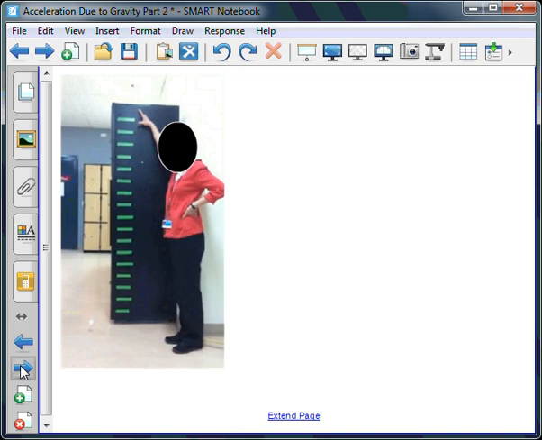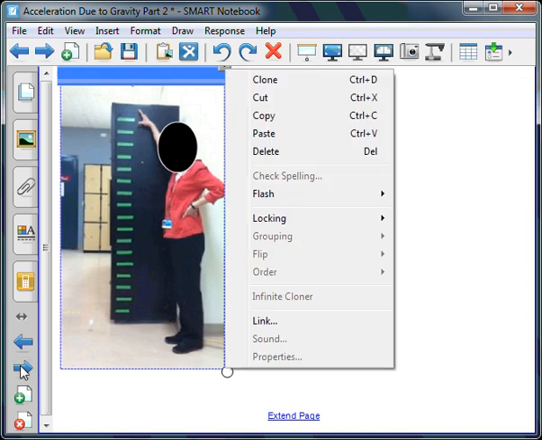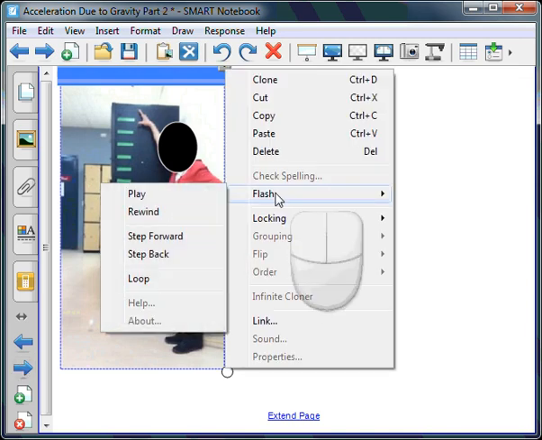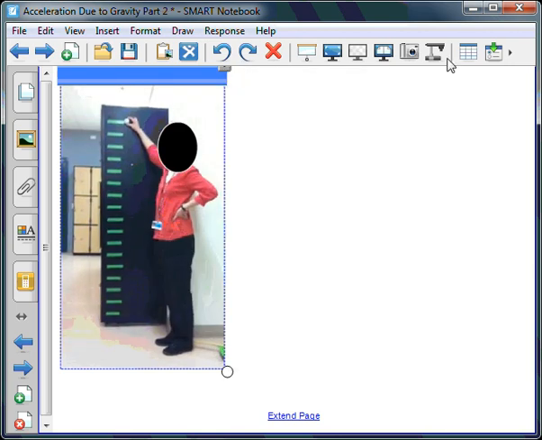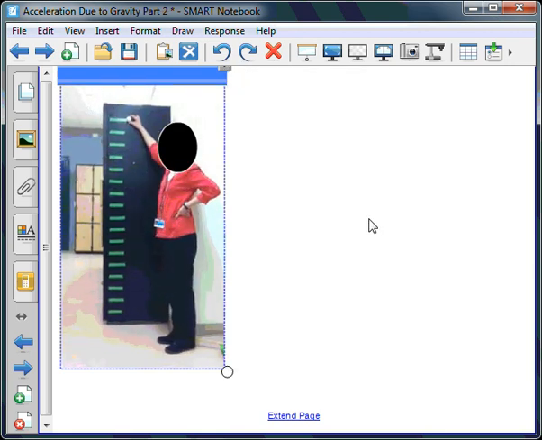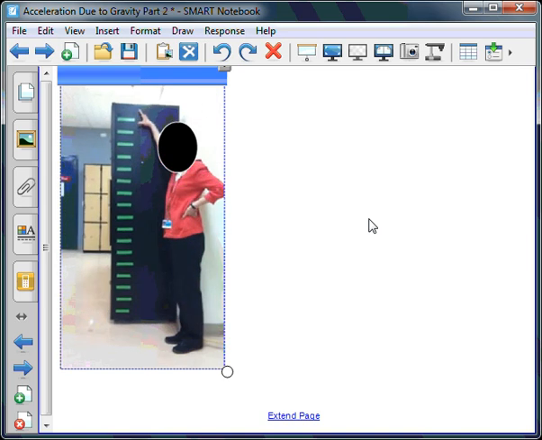With the help of my assistant there, I got some green insulation tape, and I put segments of this tape every 10 centimeters down this black background to get a sense of how far the ball had fallen. So I recorded this. I'll play it for you. So there it is there.